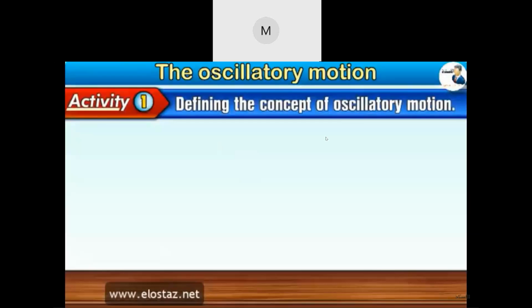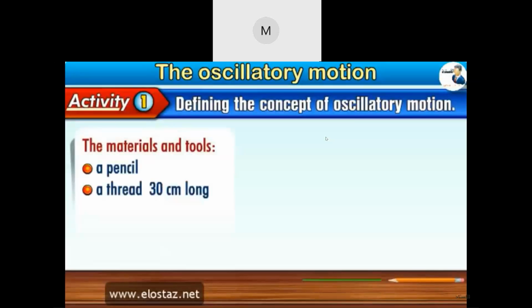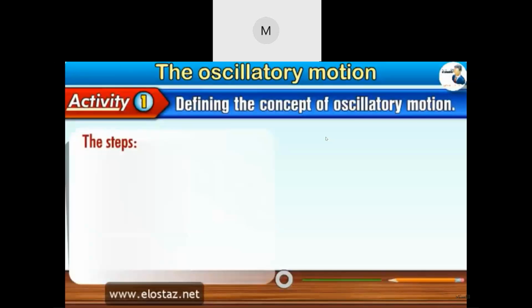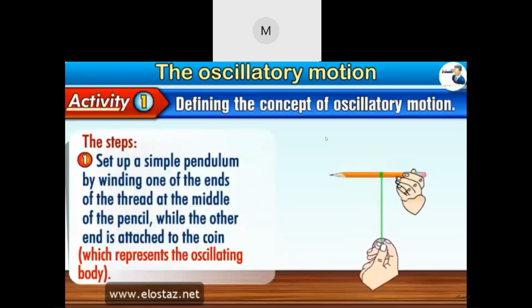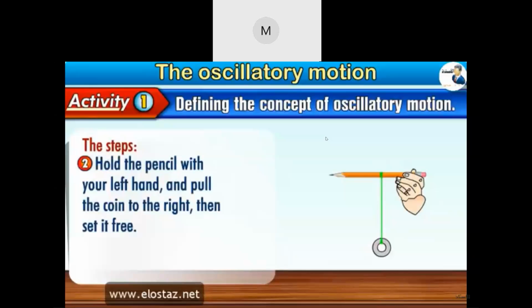Activity 1. Defining the concept of oscillatory motion. The materials and tools: a pencil, a thread 30 centimeters long, a quarter-pound coin. The steps. Number 1. Set up a simple pendulum by winding one of the ends of the thread at the middle of the pencil, while the other end is attached to the coin, which represents the oscillating body. Number 2. Hold the pencil with your left hand and pull the coin to the right, then set it free.